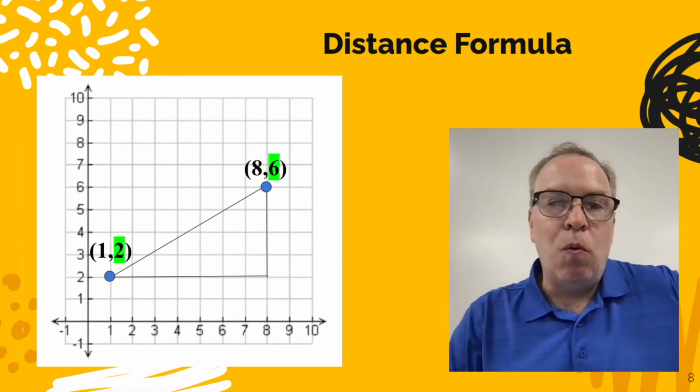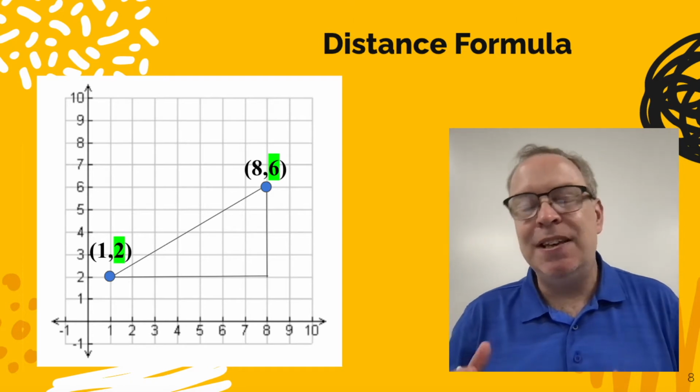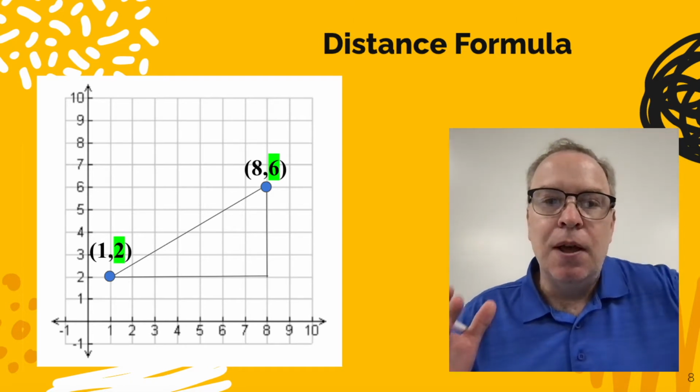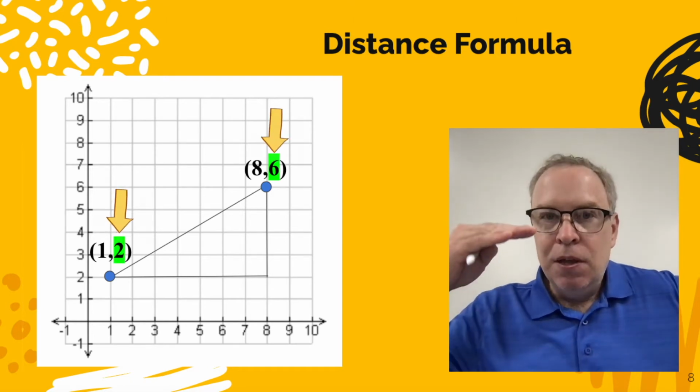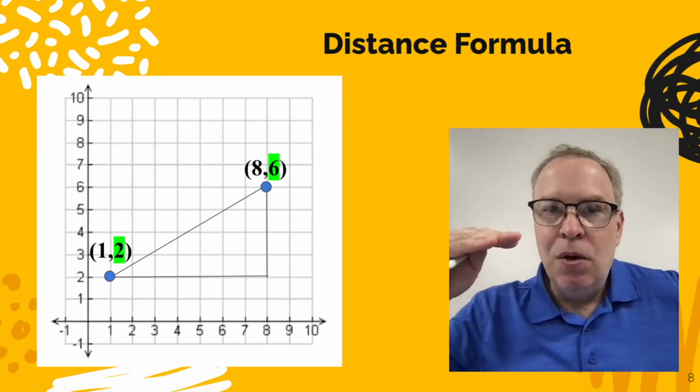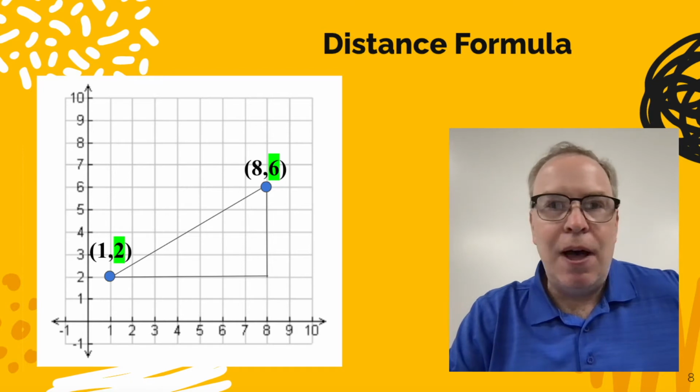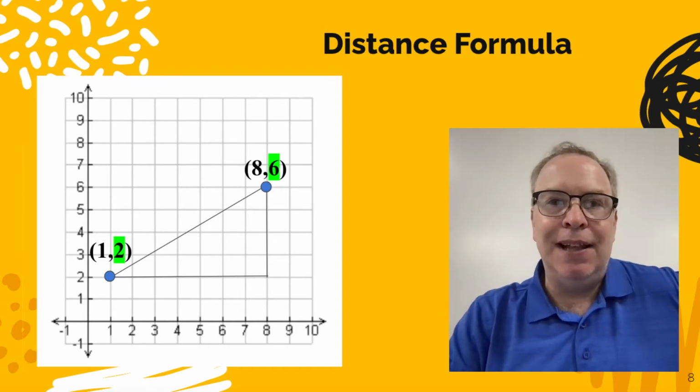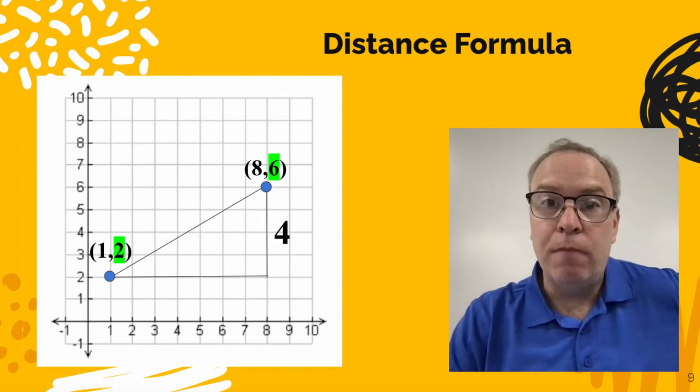Let's focus on the y-coordinates first because they're the easiest one in this problem to work with. So let's focus on the 6 and the 2. The top point's 6 high, the bottom point is 2 high. What is the difference between that? How long is that right-hand leg? It's going to be 4 units.